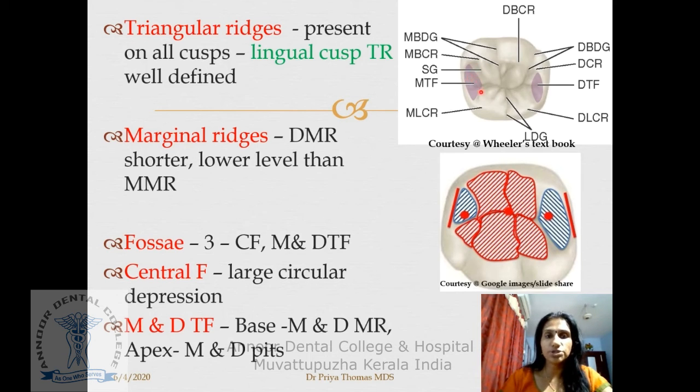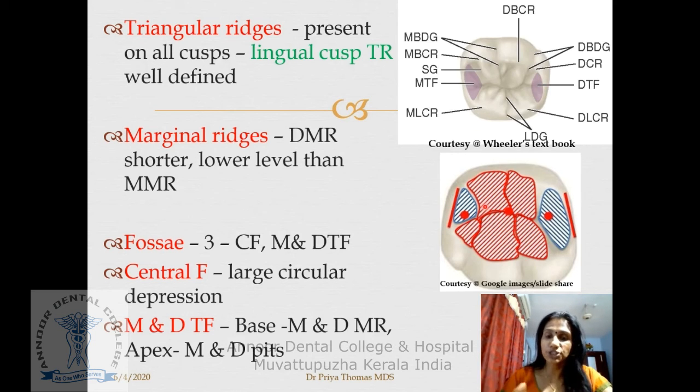Now when you look at your triangular ridges, hope you remember what a triangular ridge is. It is a linear elevation running from the cuspal tip to the center portion, down towards your developmental groove. All 5 cusps can have triangular ridges, and the triangular ridge of your lingual cusp is much more developed, or much more well defined, than your buccal triangular ridges. Then you have your other ridges, that is your mesial marginal ridge and your distal marginal ridge. These two are your marginal ridges. Your distal marginal ridge is at a lower level. It is shorter and it is obtuse when compared to your mesial marginal ridge.